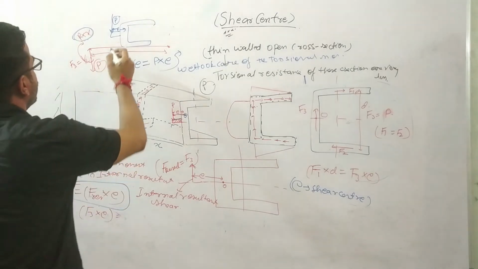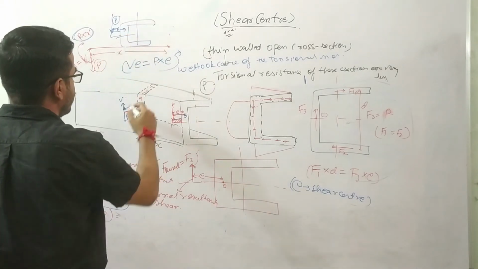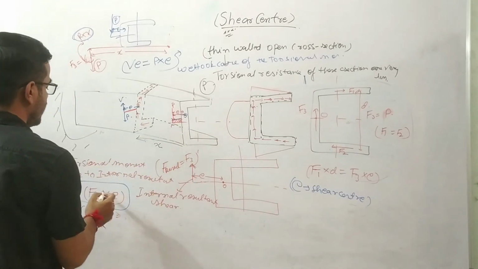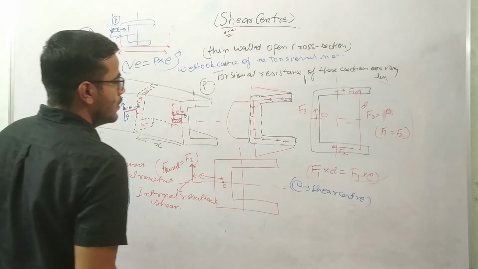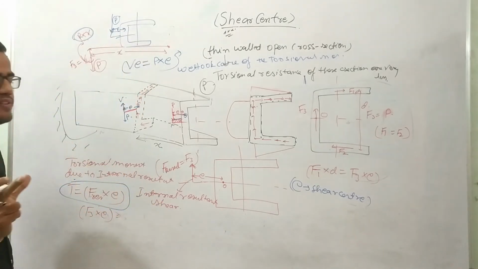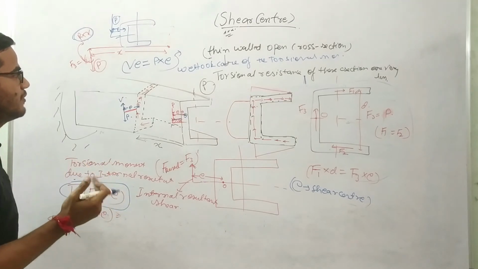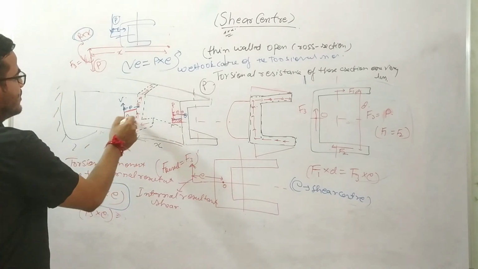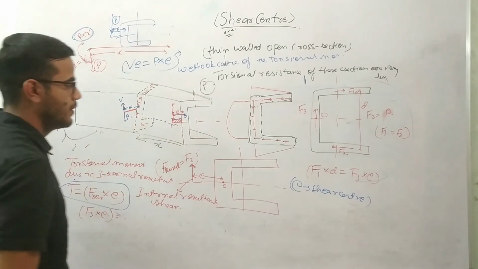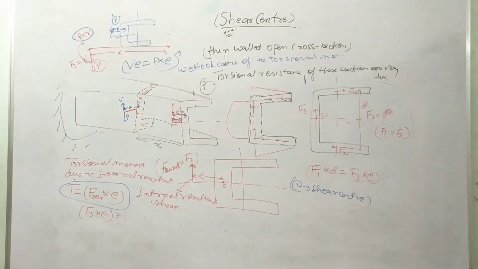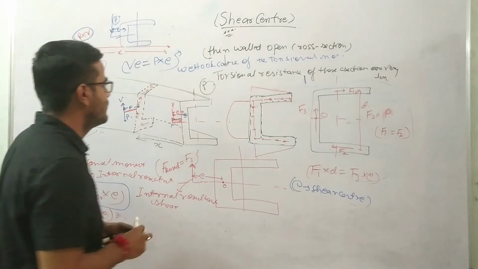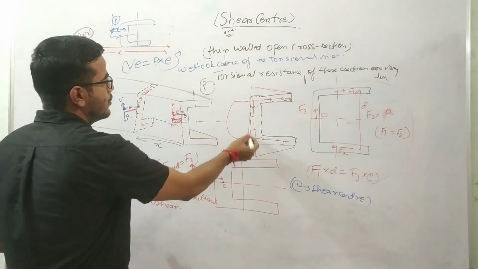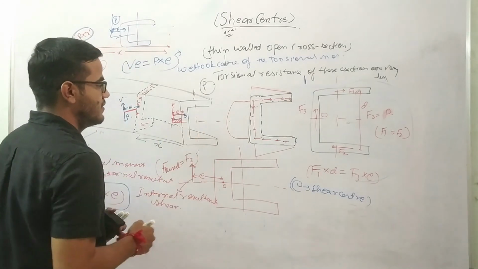If I don't apply load at this point, there is a chance that this cross section will be under twisting, and the twisting is generated due to the internal shear. So now we have discussed what the shear center is and what its use is: our external load should pass through the shear center point, and we calculate the shear center with the help of the internal shear. So it is very important to understand how the shear flow works before proceeding to this topic.